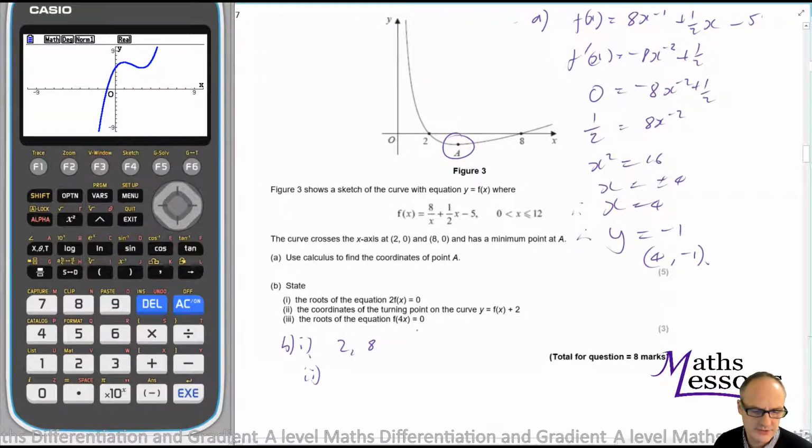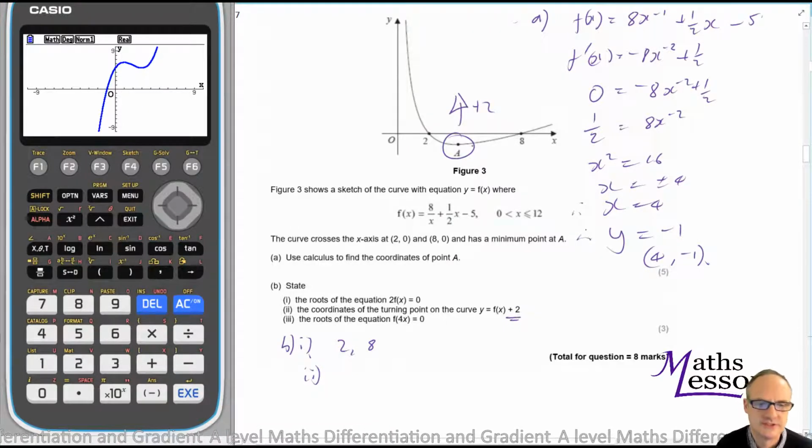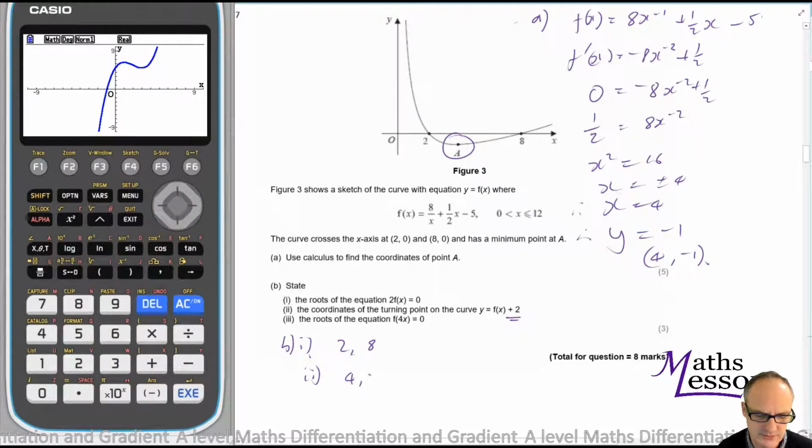Okay. Part 2, the coordinates of the turning point on the curve of y equals f of x plus 2. Now, this plus 2 just translates our graph up by 2 units. So therefore, that's what's going to happen to our turning point. So our turning point at 4, minus 1 will go up to the point 4, 1.